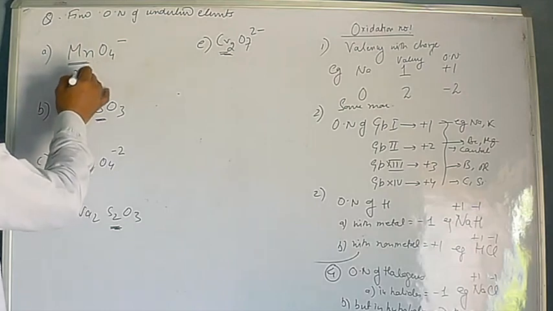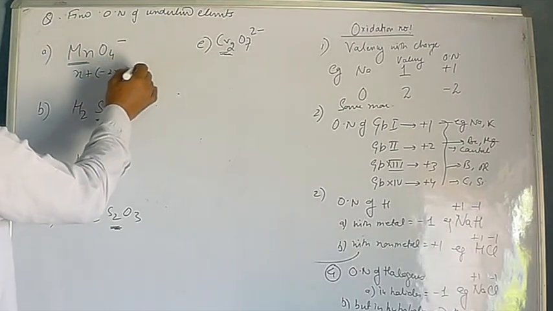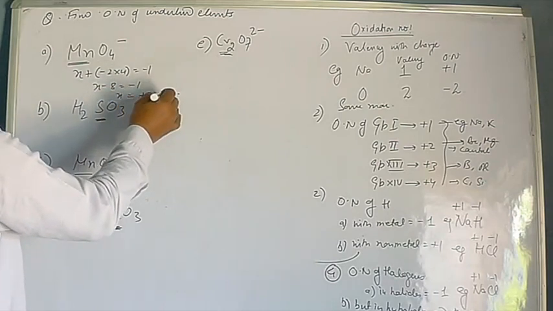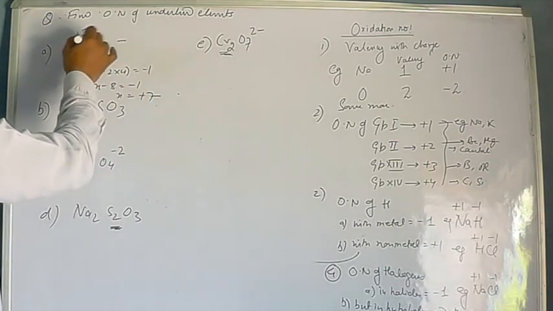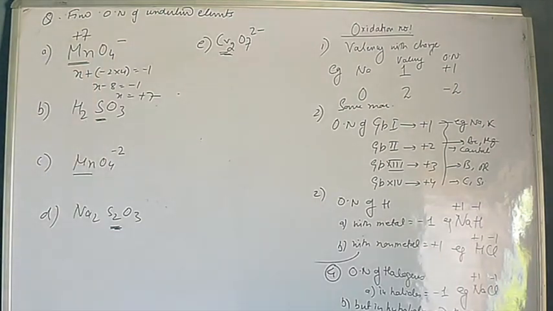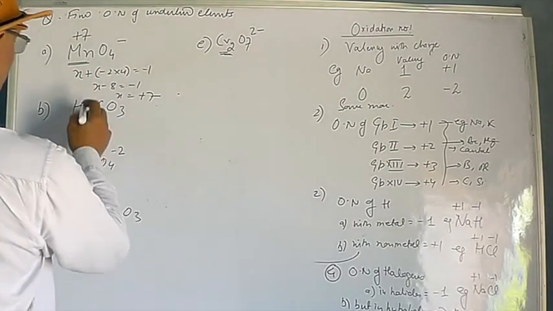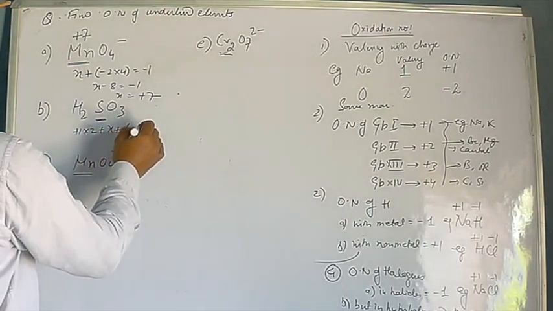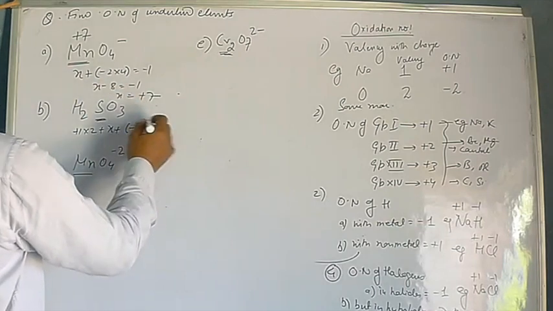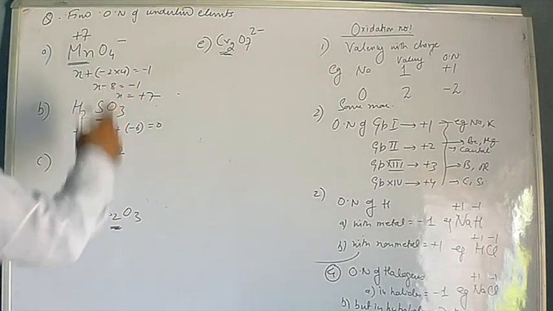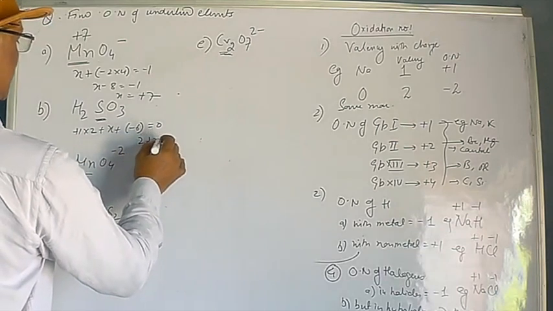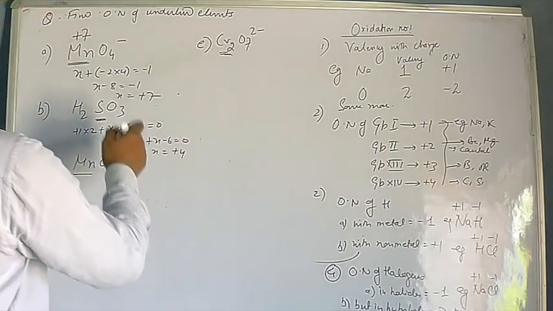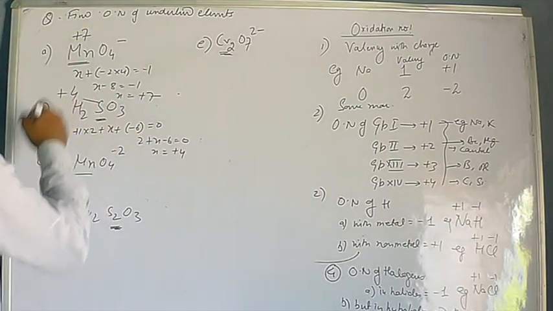Class, let Mn be X, oxygen minus 2 into 4 equal to minus 1. This gives me X minus 8 equal to minus 1, X equal to plus 7. So Mn has oxidation number plus 7. Similarly, H2SO3. Plus 1 into 2, let sulfur be X, minus 6 because minus 2 into 3 gives minus 6, no charge on it, equal to 0. So I get 2 plus X minus 6 equal to 0, X equal to plus 4. So sulfur is sitting here at plus 4 oxidation state.